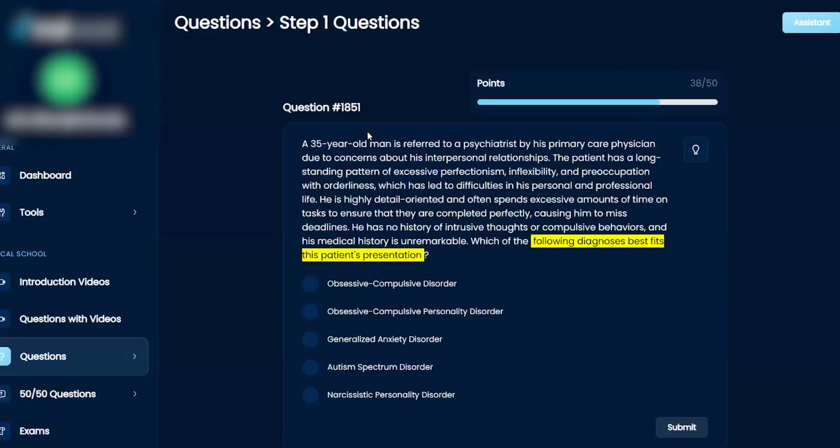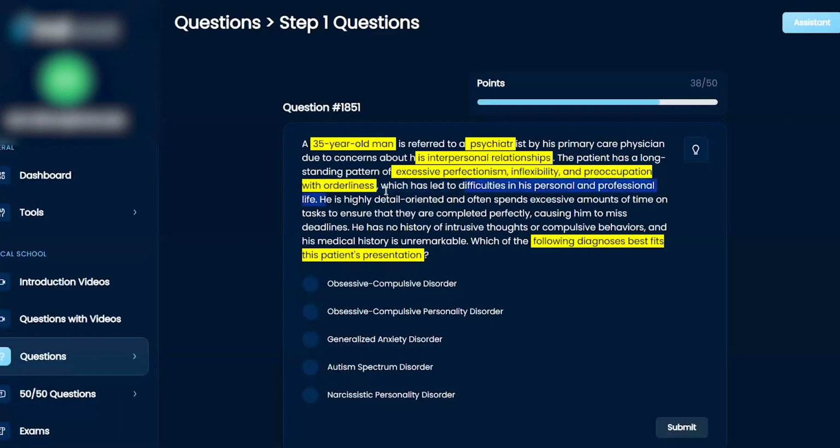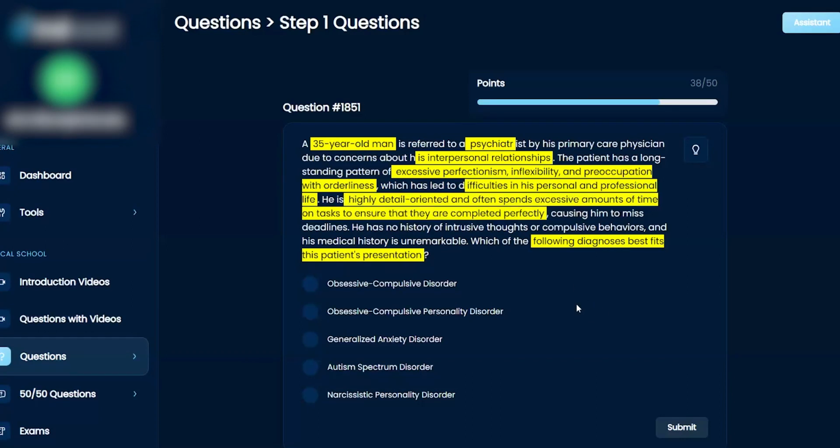interpersonal relationships. The patient has a long-standing pattern of excessive perfectionism, inflexibility, and preoccupation with orderliness, which has led to difficulties in his personal and professional life. He is highly detail oriented and often spends excessive amounts of time on tasks to ensure that they are completed perfectly, causing him to miss deadlines. He has no history of intrusive thoughts or compulsive behaviors, and his medical history is unremarkable.